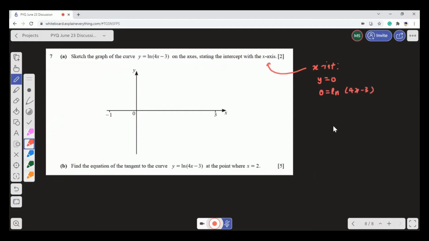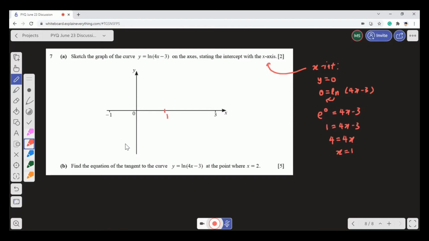Then what can we do next? Exponential 0. Bring the ln over there, it becomes e to the power 0, right? Equal to 4x minus 3. What is e to the power 0? 1. So 4 equals 4x, x equals 1. Meaning to say at the 1 here, there is the x-intercept.